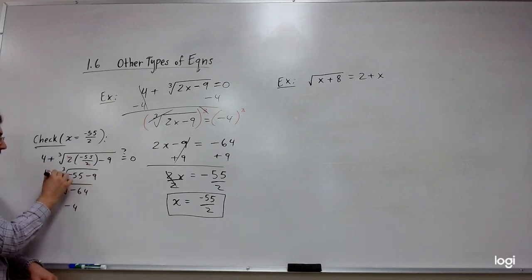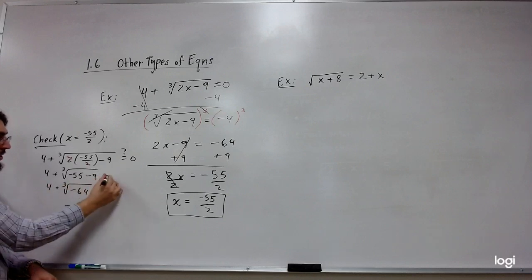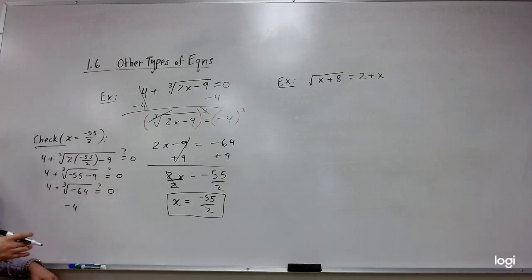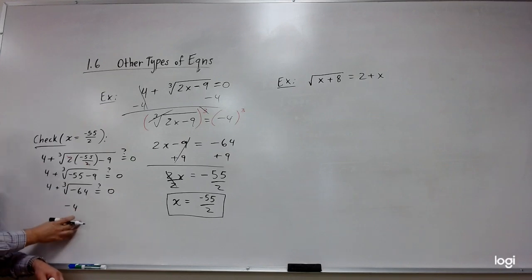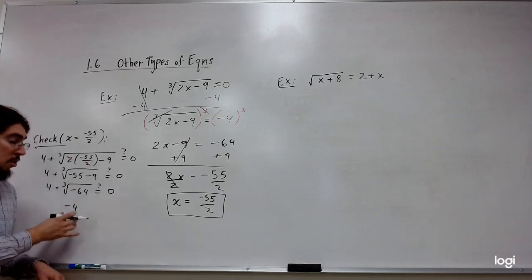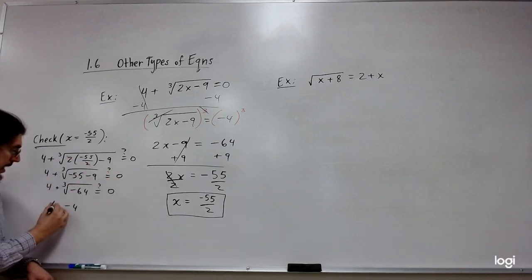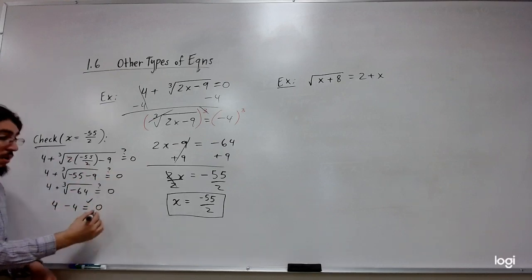Now I'm kind of going all over the place. Let me just fill out some of these details here. There we go. The cube root of negative 64 is negative 4, and the reason being there is because when you cube negative 4, we get negative 64 like we saw earlier. And notice 4 minus 4 is indeed 0, so it is a solution.